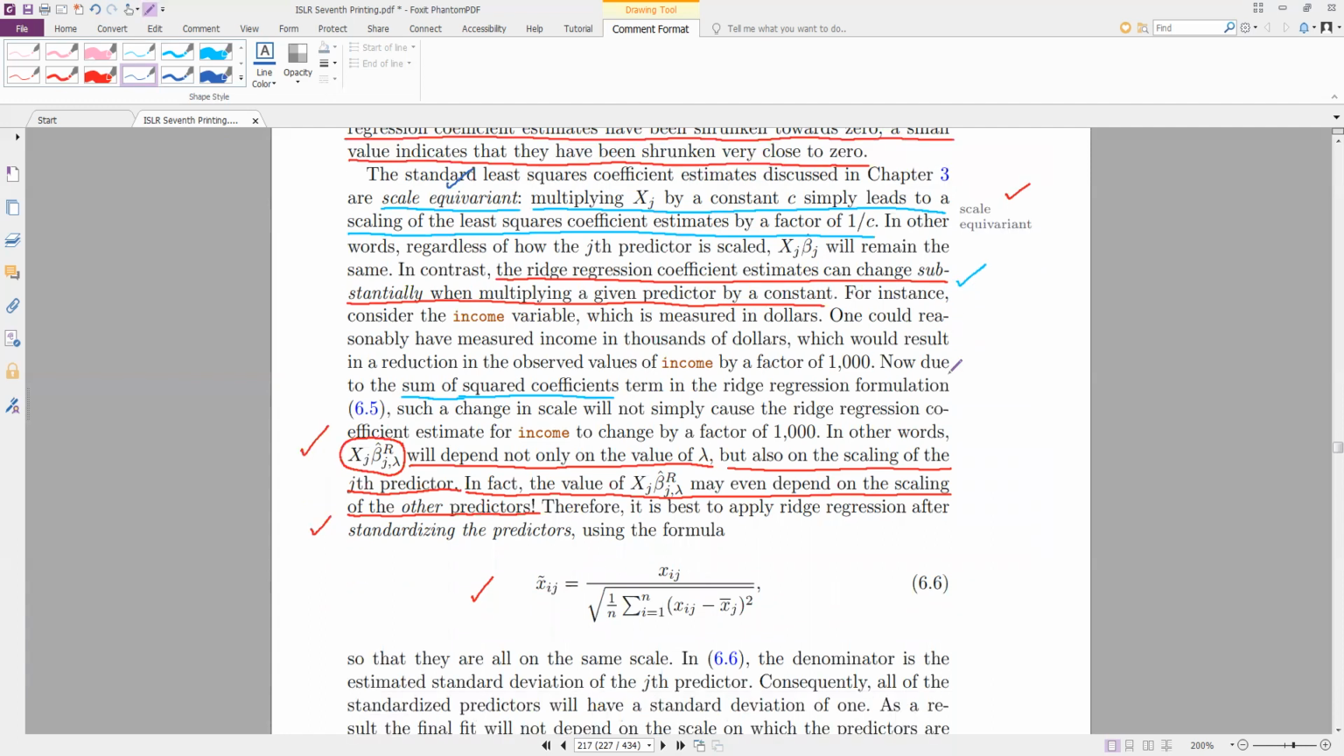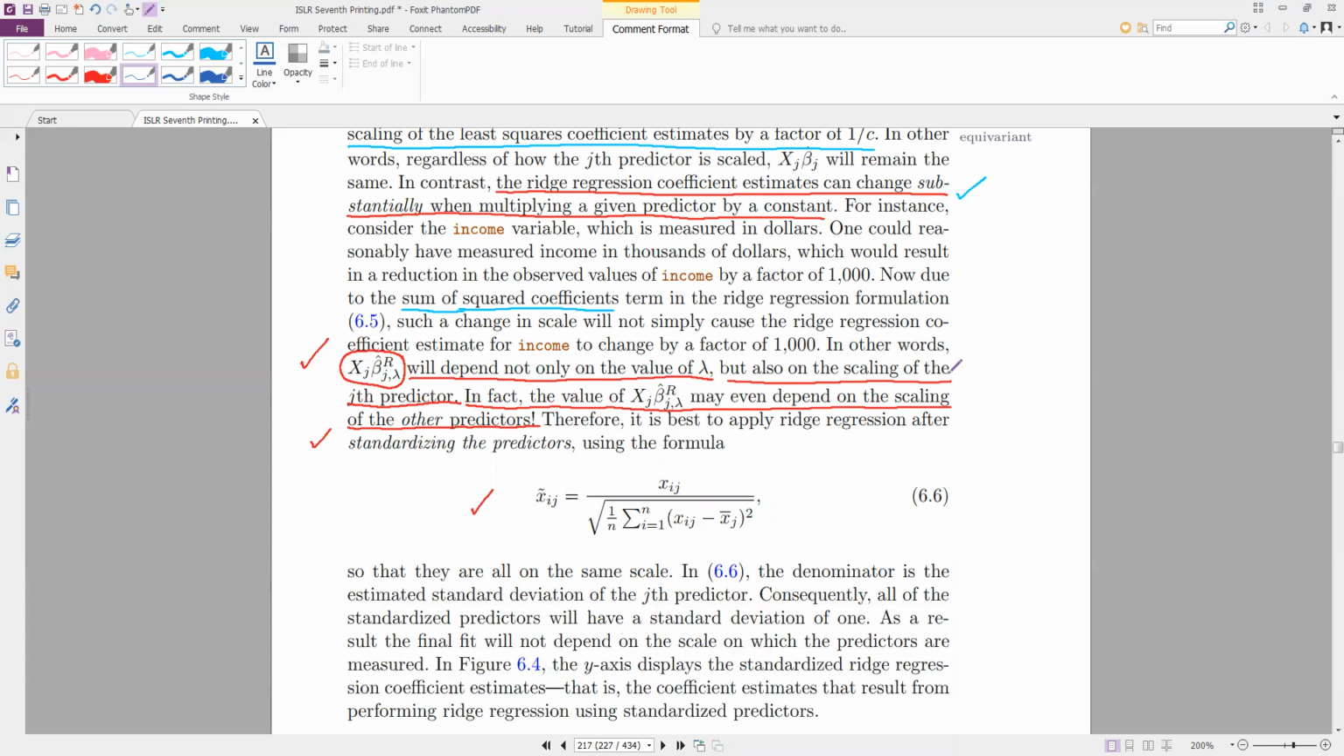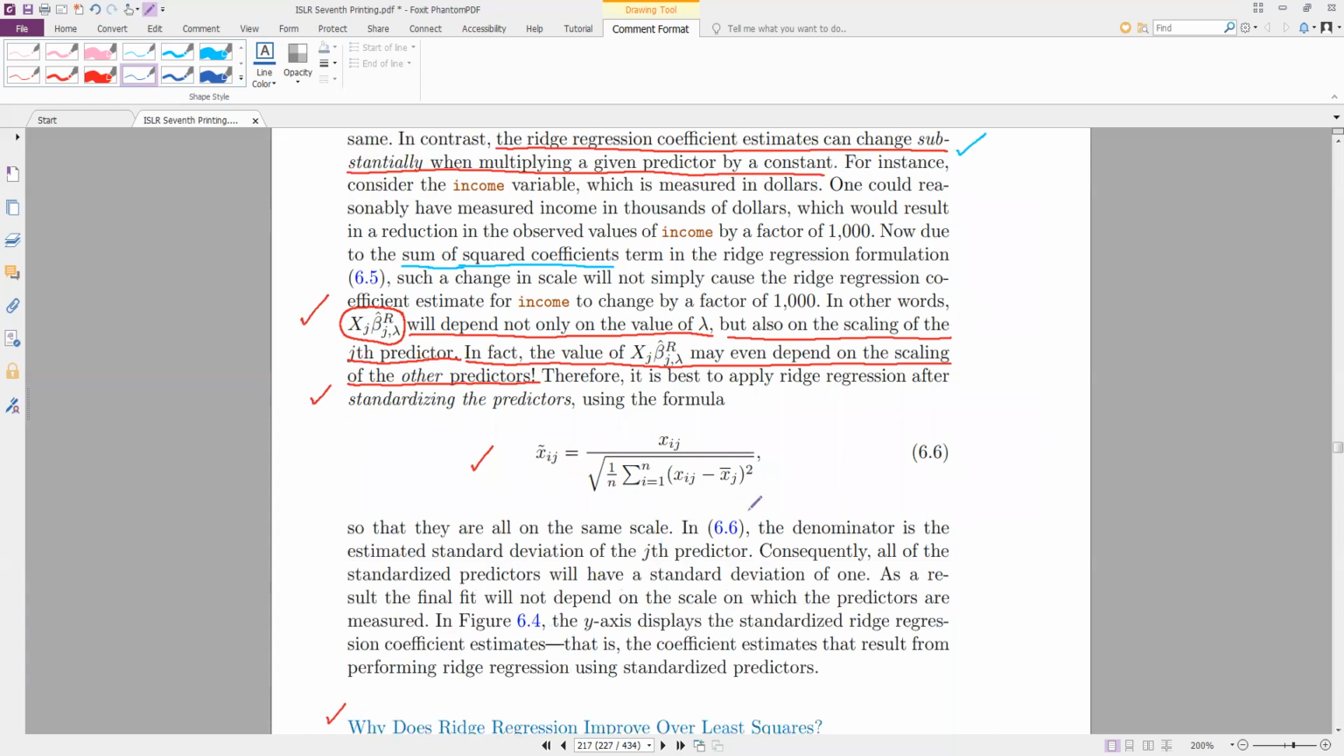But in ridge regression, it does matter. So what the book recommends here is that you standardize the predictors. By their definition of standardize here, they are producing a standard deviation of 1 for each variable by taking x divided by the standard deviation, but you're not getting a mean of 0 here. So standardizing in this case does not mean getting a mean of 0, it's just getting a standard deviation of 1. Okay.